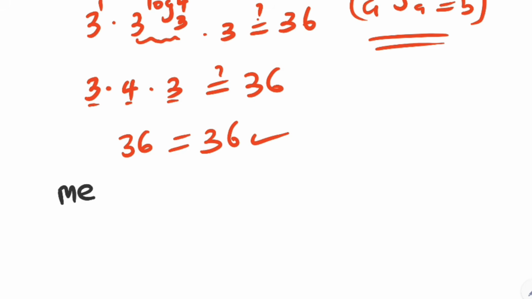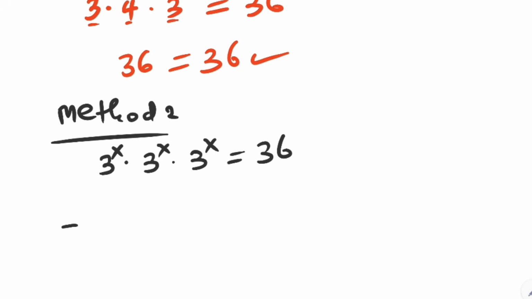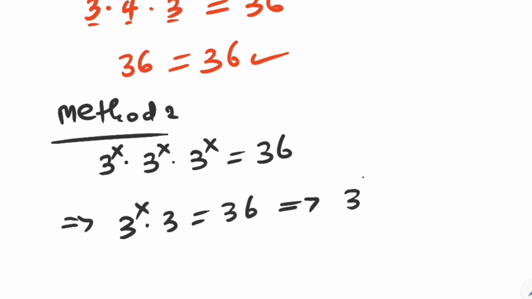We may also solve the equation using another method called method 2. Let's consider this method called method 2. And this is the method of natural logarithm. We have the given equation 3 raised to power x multiplied by 3 raised to power x multiplied by 3 raised to power x is equal to 36. And this is the same thing as 3 raised to power x multiplied by 3 is equal to 36. And this is the same thing as 3 raised to power x is equal to 12.